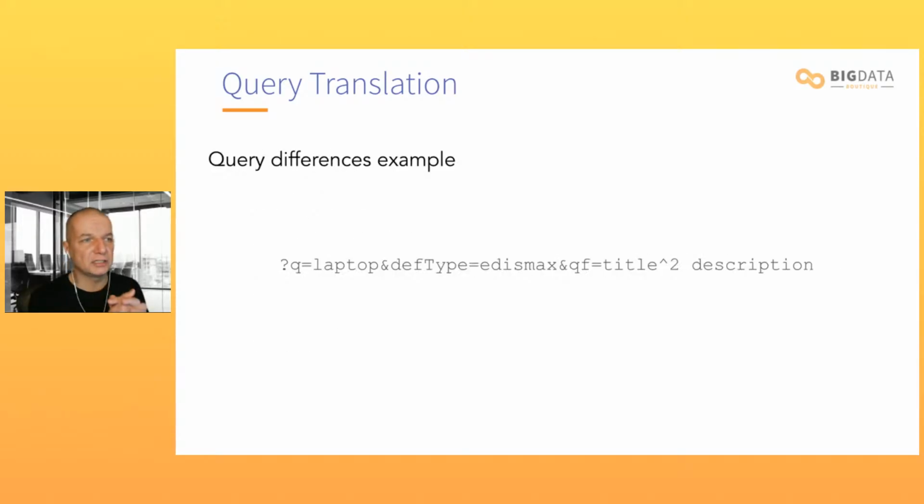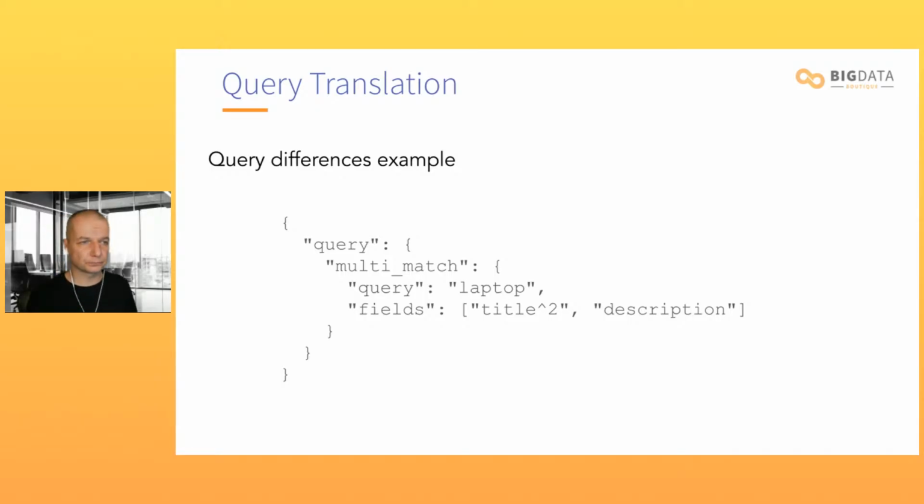And to give you just an example, an old-fashioned nice query in Solr, a DisMax, a query for laptop, def type, so which parser we use, and query fields, title with a boost of 2, and a description. When it comes to OpenSearch, we have a similar query here. So we have the top-level query that's of type multi-match, and it has a query of laptop, the same as we have the Q parameter, and finally the fields, and so on and so forth. So again, a similar thing, just a different representation.